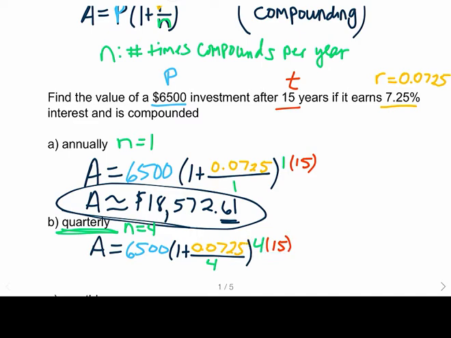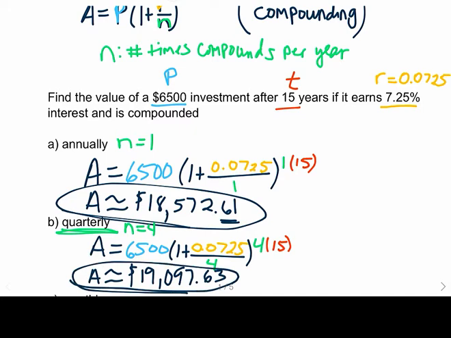Let me put this into the calculator. And this time I get that the amount is approximately $19,097.63. It's not a big difference from 18,572 to 19,097, but the point is that the number of times that it compounds per year does make a difference.